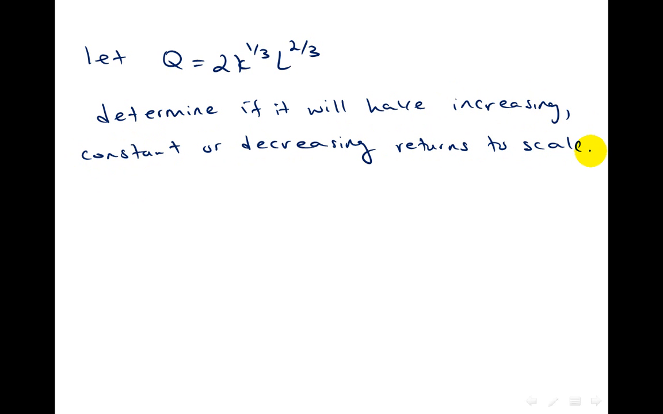So let's say that q equals 2 k to the power of 1/3, L to the power of 2 over 3, and to determine if it will have increasing, constant, or decreasing returns to scale, please here use lambda. Don't substitute any numbers, just put lambda with the k and lambda with the L and decide what will be the exponent of the lambda to help you for this exercise. If you have any question, ask me please.